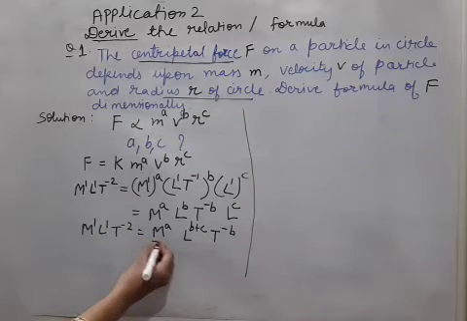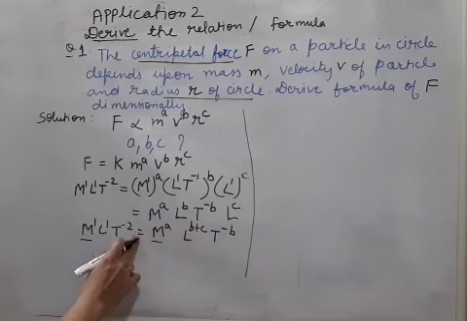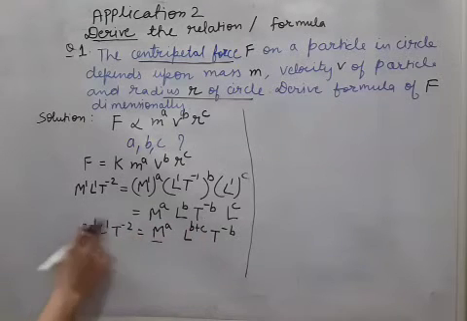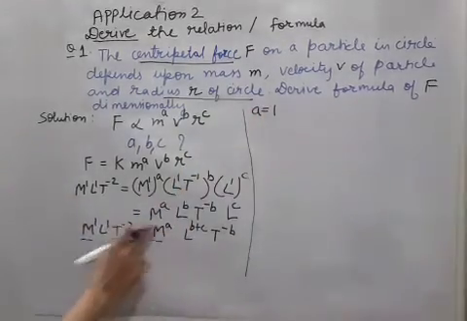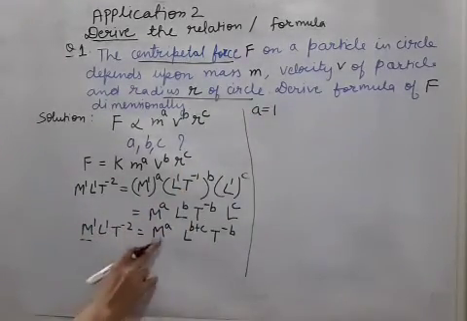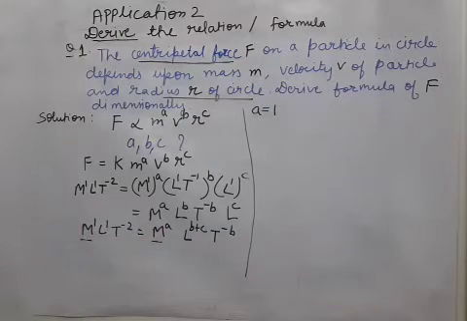How will we make the equation? M power A and M power 1 are on either side of the equal sign. If the bases are the same, the powers will also be the same. So our first equation is A equal to 1. What we have done is write the power of M here and the power of M here, in equality.